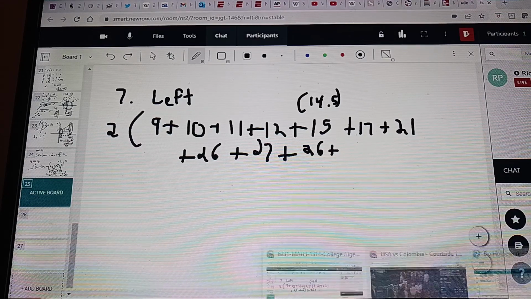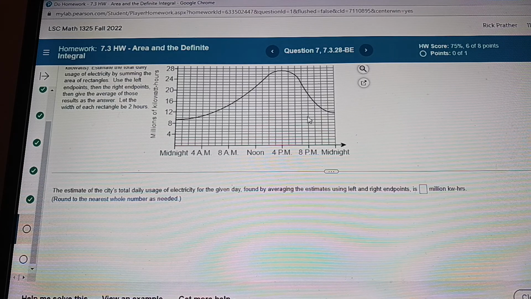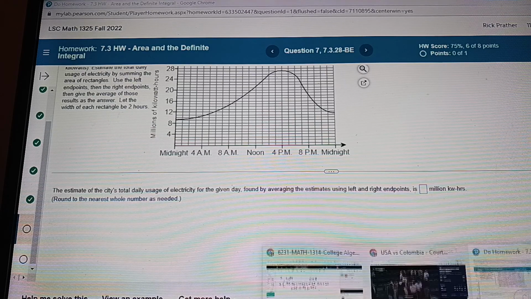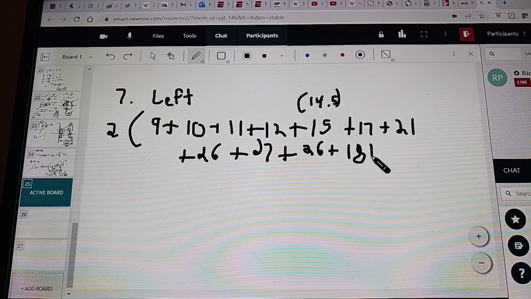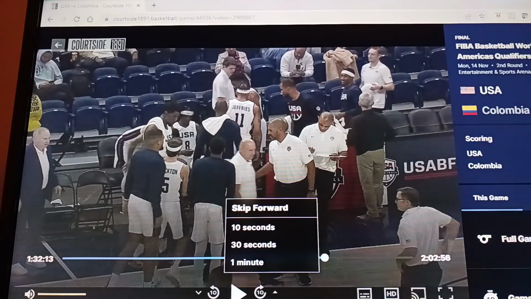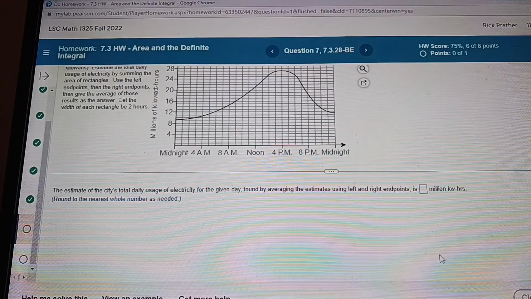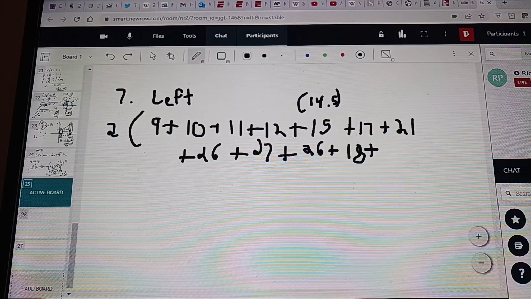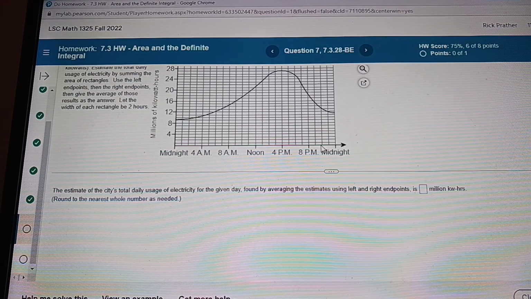8 p.m. and 10 p.m. We have 2 left. 8 p.m. That one's 18. Whoops. And 8 p.m. No, I did that one already. 10 p.m. 10 p.m. is about there. 13. And we don't do midpoint or midnight because that's the right endpoint. That's where the right endpoints end. Oops, now I forgot what I had for an answer there. 10 p.m. was 13.